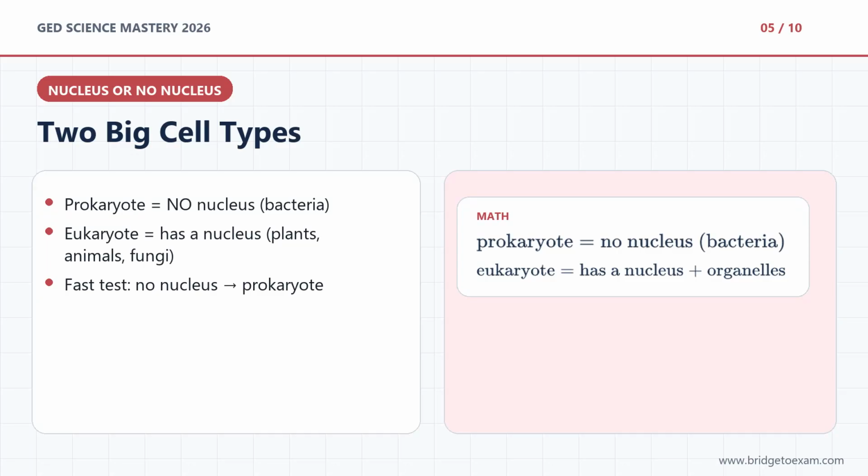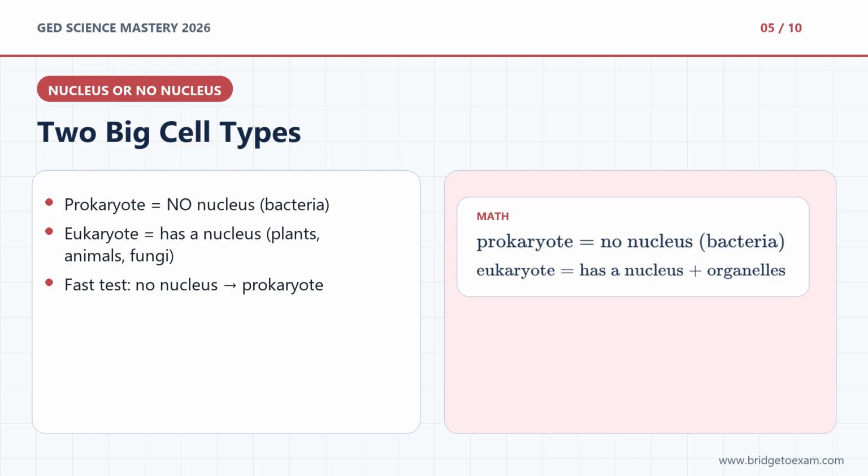All cells fall into two big families, and the difference is simple: the nucleus. A prokaryote is a cell with no nucleus. Bacteria are the classic example. They are small, and their DNA just floats in the cell. A eukaryote is a cell with a nucleus and other membrane-bound organelles. Plants, animals, and fungi are all eukaryotes. Here is a memory trick. Pro means before, as in before a true nucleus, and eu means true. A eukaryote has a true nucleus. So the single fastest test is no nucleus means prokaryote.